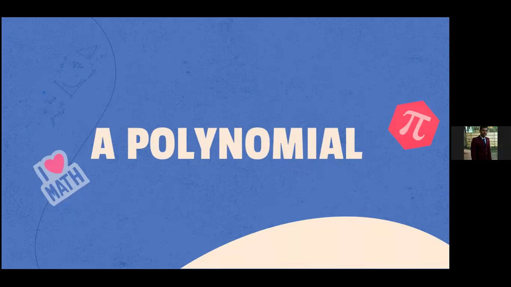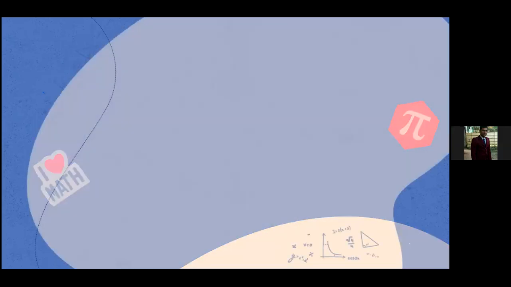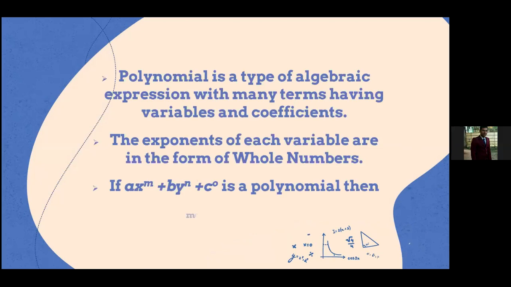So here, what is a polynomial? A polynomial is an algebraic expression with many terms having variables and coefficients, and the exponents of the variables are whole numbers. We can take an example: ax to the power m plus by to the power n plus cz to the power o is a polynomial, where m, n and o refer to whole numbers.